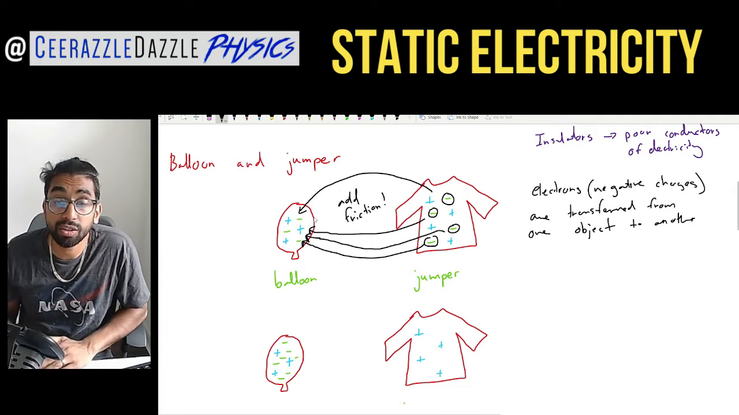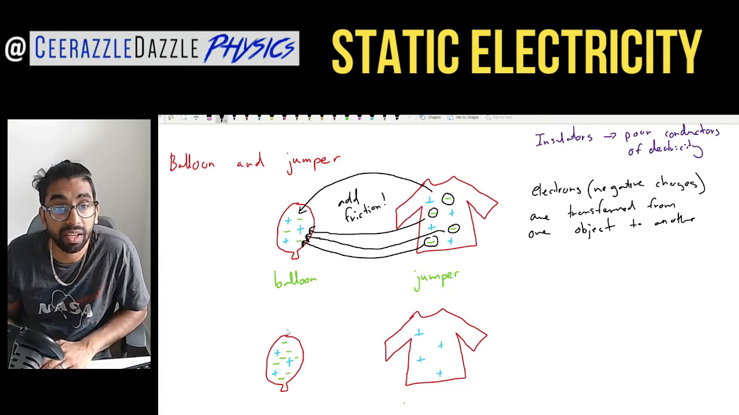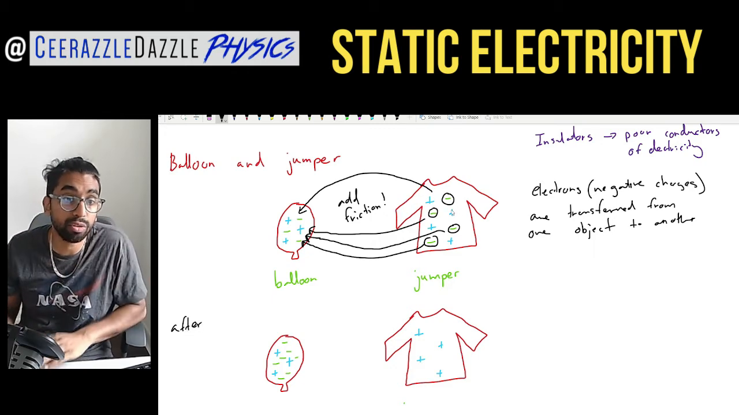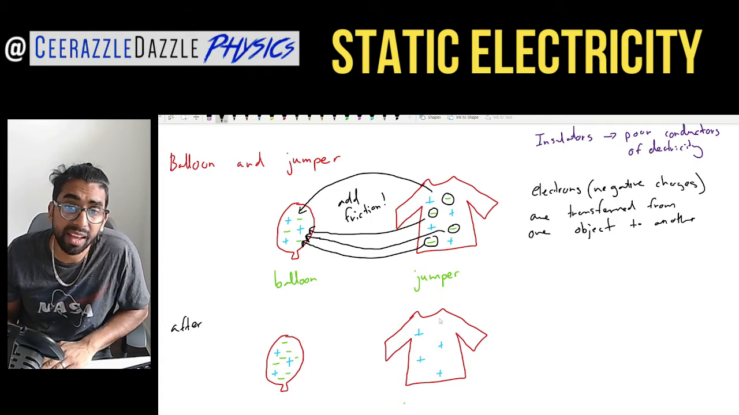And here we go, guys. Obviously this is the after stage. We can see that those electrons from the jumper are now on the balloon over here. And now the jumper over here is left positively charged.